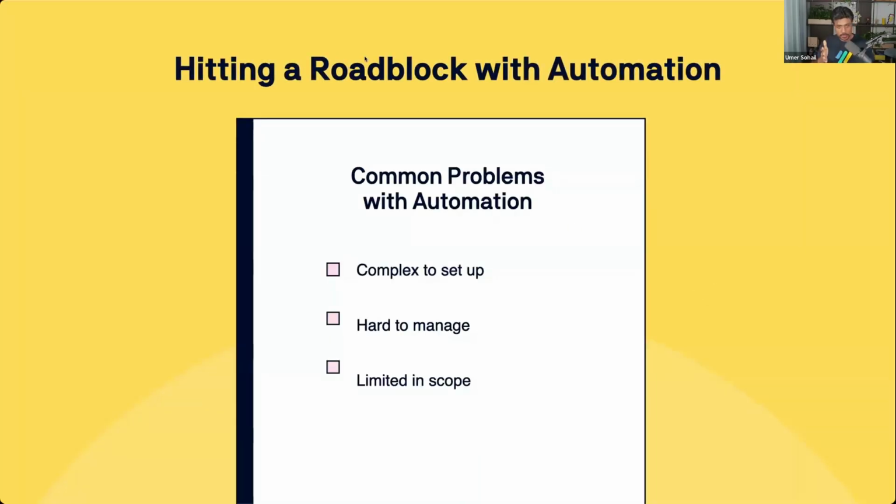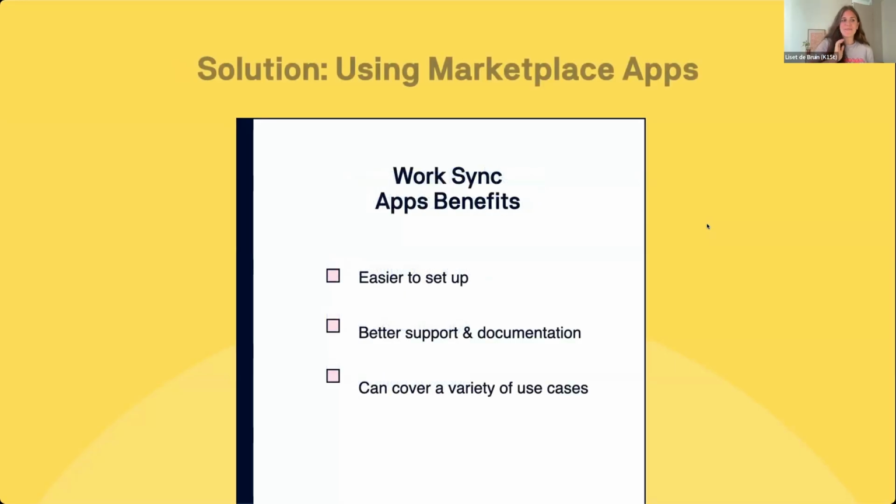Lizette, so we have seen the roadblocks here. With automation, it's hard to set up, it's hard to manage if it's a lot, and then it can get limited in scope as well. What should we do then when this happens? Funny that you ask me, huh?